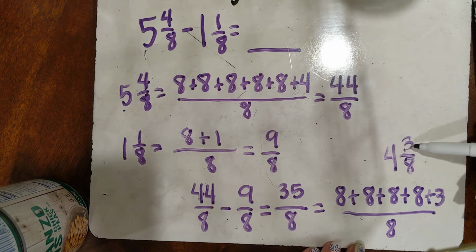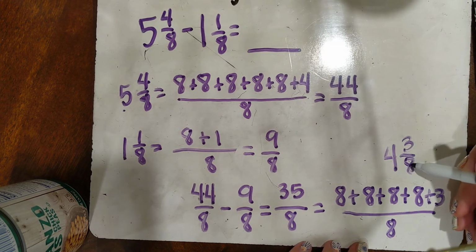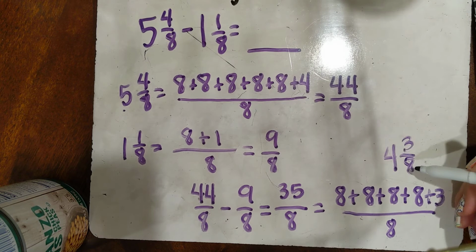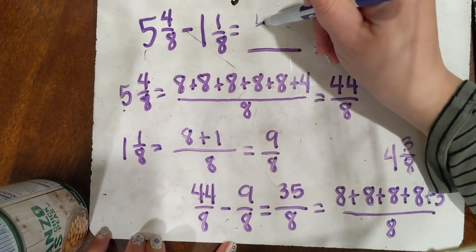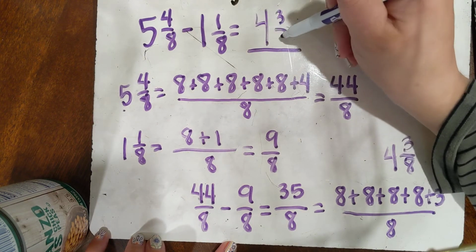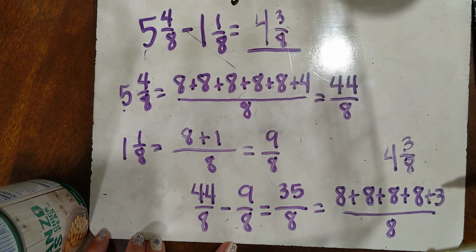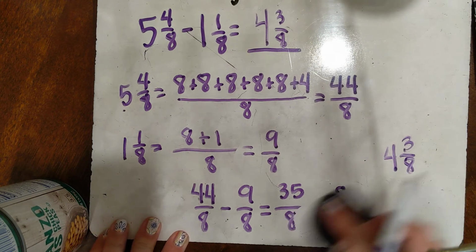3 is prime, so its factors are 1 and 3. 1 is a factor of 8, but that would mean we don't do anything. And 3 is not a factor of 8, so this is already in simplest form. So I have 4 and 3/8. Okay, one more. Let me write it down and you can get started solving.